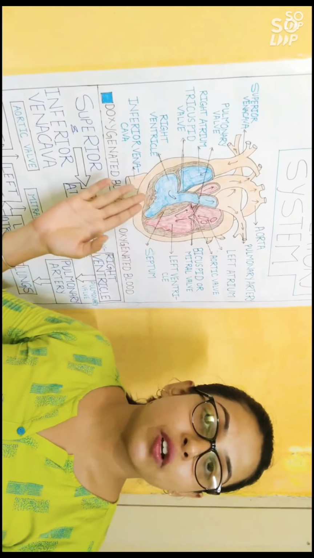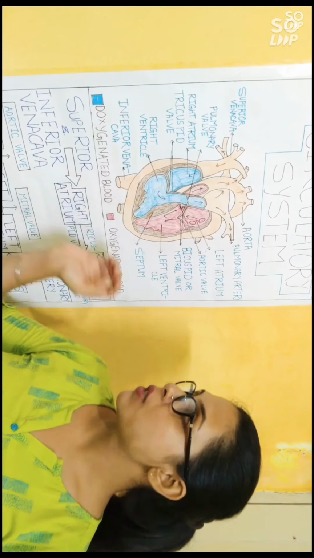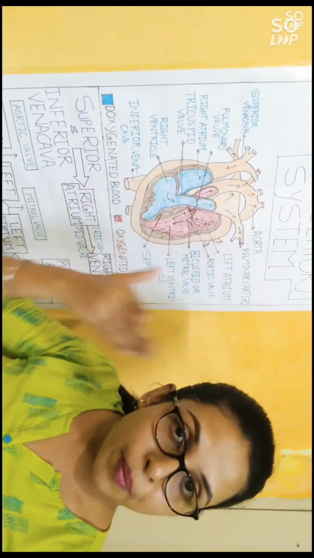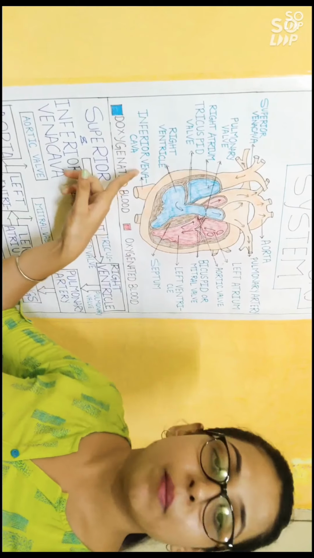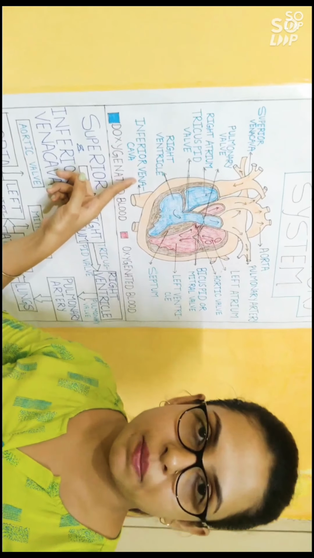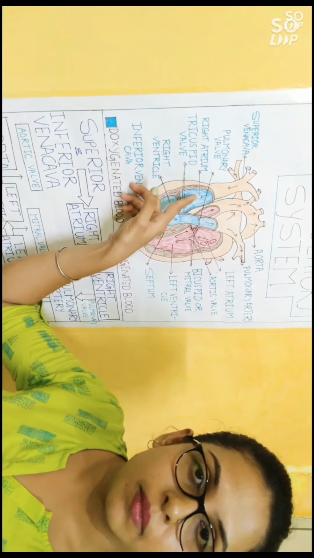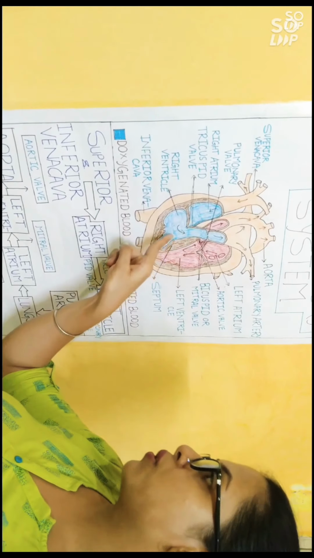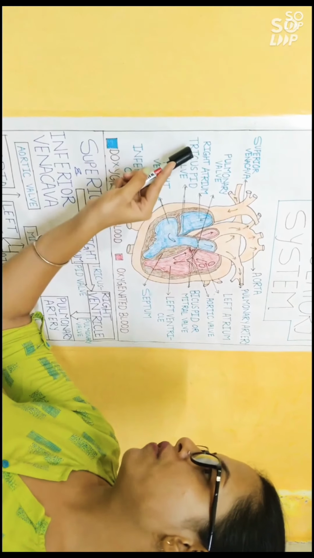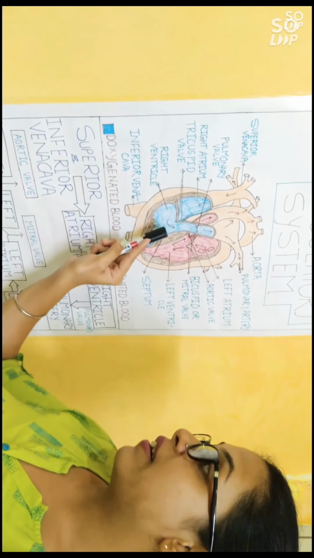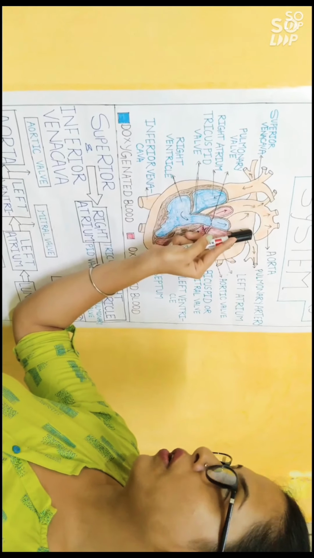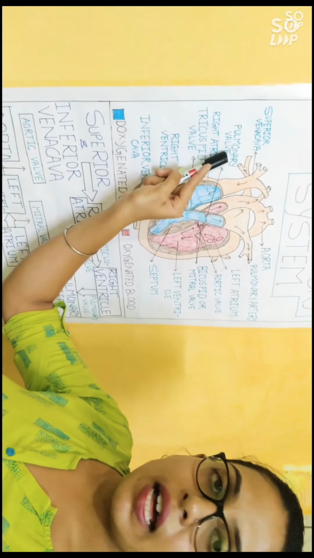Now we start with the circulation of deoxygenated blood. The superior vena cava brings the deoxygenated blood from the upper body parts and the inferior vena cava brings the deoxygenated blood from the lower body parts into the right atrium. Now from the right atrium the deoxygenated blood moves into the right ventricle by the opening of the tricuspid valve. From the right ventricle the deoxygenated blood moves into the pulmonary arteries by the opening of the pulmonary valve.